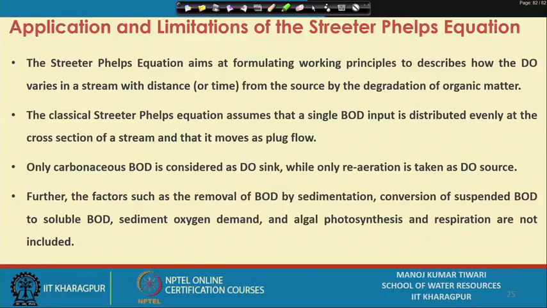So, there are quite a few applications of this Streeter-Phelps equation, as well as quite a few limitations. Applications are like this: it is one of the widely used equations for contamination modeling in rivers, particularly for dissolved oxygen and BOD level profiling in a river body.